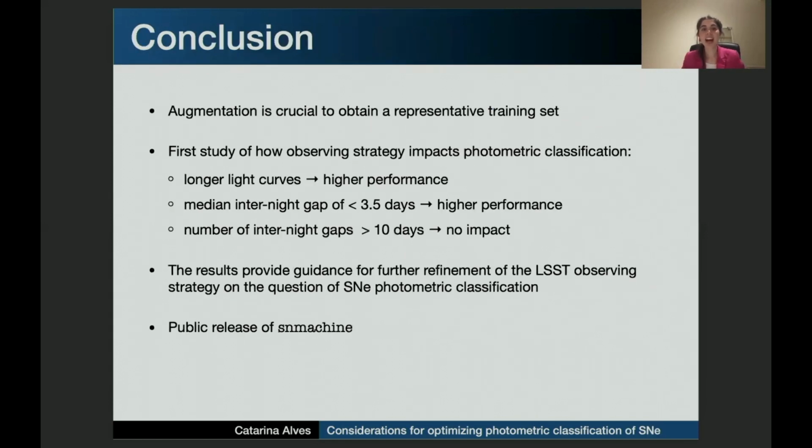In conclusion, augmentation is crucial to obtain a representative training set. This is the first study of how observing strategy impacts the photometric classification. We find that longer light curves and events with median internight gap smaller than 3.5 days lead to a higher performance, but the number of large gaps has no impact. The results provide guidance for further refinement of the LSST observing strategy on the question of supernova photometric classification. And we also publicly release snmachine.